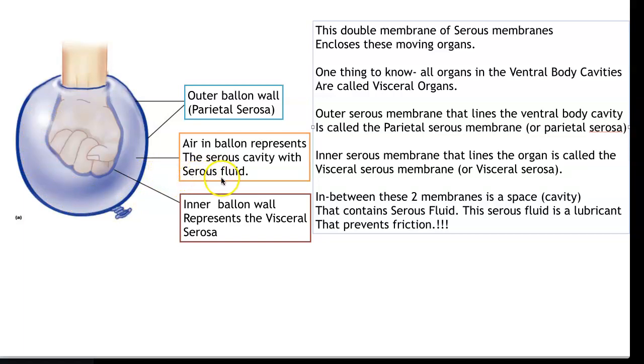What is serous fluid? Think of serous fluid as a lubricant. That's basically what it is. It's helping prevent friction from this moving organ. So these visceral organs have their personal lubricant in this serous cavity. Remember, serous fluid in the serous cavity. That serous fluid is like a lubricant.